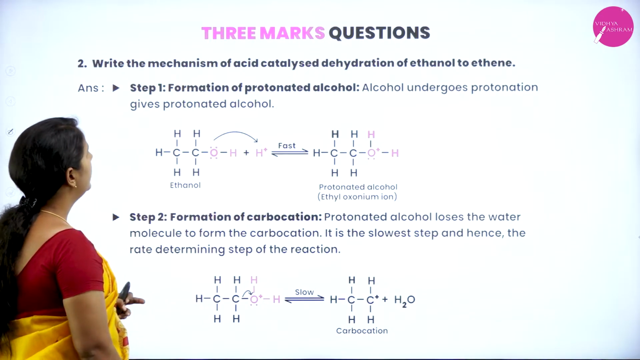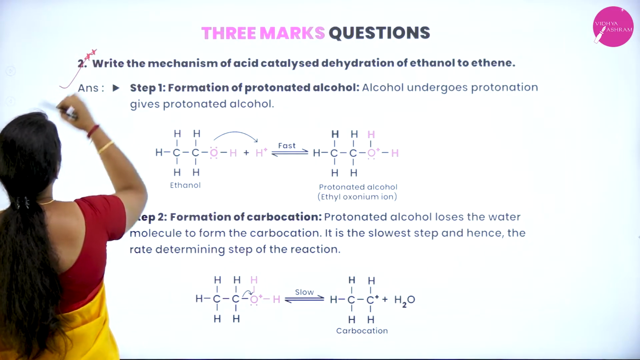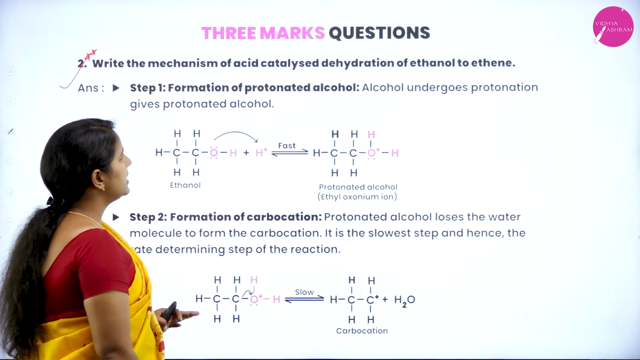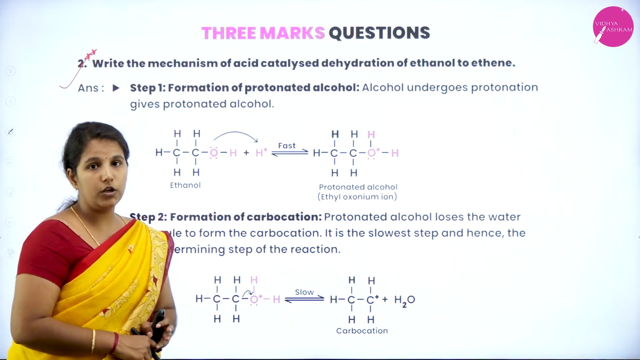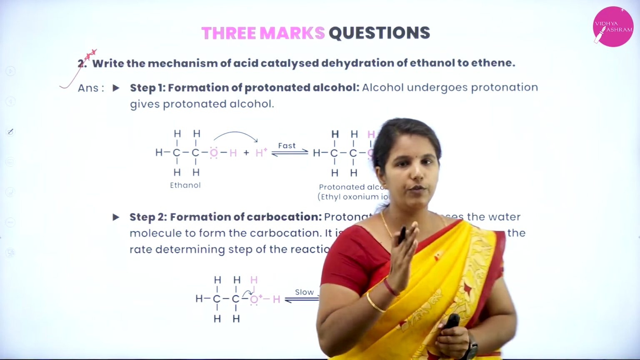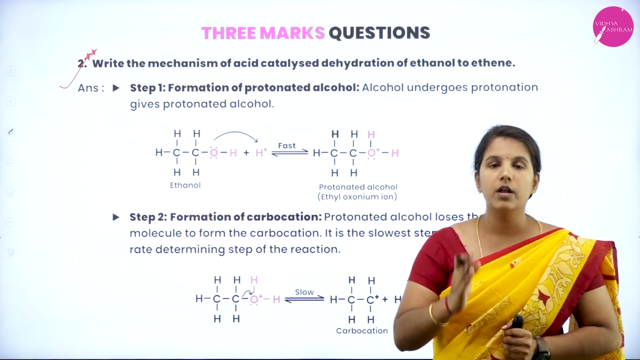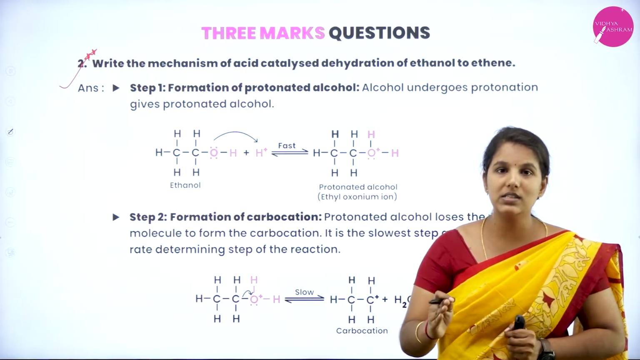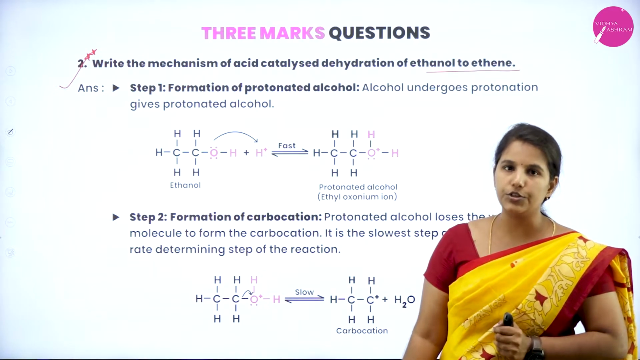Next, we'll see one of the important questions which will definitely be asked in your exam for 3 marks: write the mechanism of acid catalyzed dehydration of ethanol to ethene. This is the most common question that will definitely be asked for 3 marks from this chapter. You need to write the 3-step mechanism to show how the acid catalyzes and how the ethanol is converted into ethene. You need to show it.